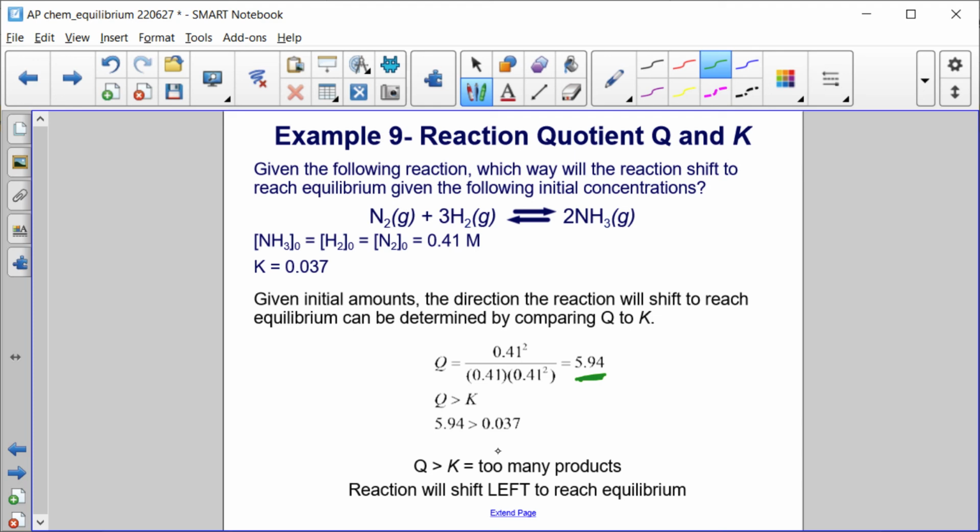If Q is greater than K, that means we have too many products. Products predominate in that case. And so we need to use up those too many products. How do we do that? By consuming them to create reactants. So the reaction will shift left toward the reactants to reach equilibrium.